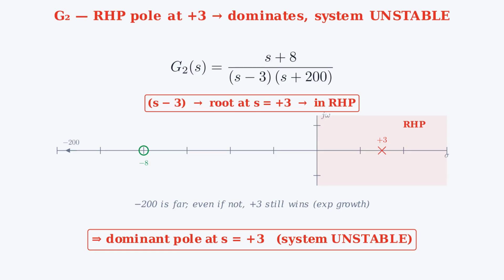Notice the asymmetry. Minus 200 is much further from the imaginary axis than plus 3, so by the closest-to-the-axis rule, it is far away from dominance anyway. But even if the magnitudes were comparable, an unstable pole would still dominate because exponential growth always overtakes exponential decay. Answer for g2. The dominant pole is at s equals plus 3 and the system is unstable.